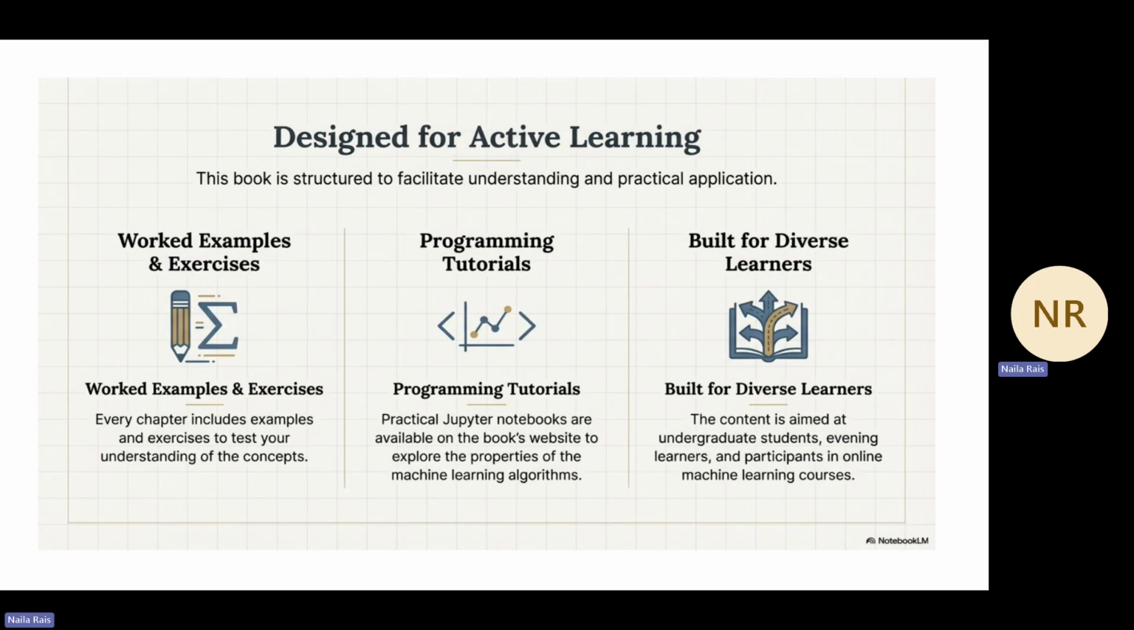So, this book is designed for active learning. The book is structured to facilitate understanding and practical application, with worked examples and exercises. Every chapter includes examples and exercises to test your understanding of the concepts. Programming tutorials and practical Jupyter notebooks are available on the book's website to explore the properties of the machine learning algorithms. Built for diverse learners, the content is aimed at undergraduate students, evening learners, and the participants in online machine learning courses.